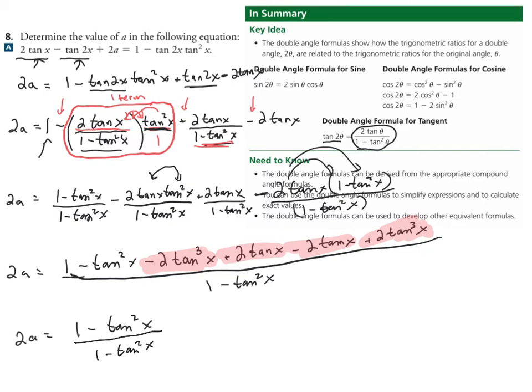Well, would you look at that? 2a just equals 1. As long as tan squared x does not equal 1.